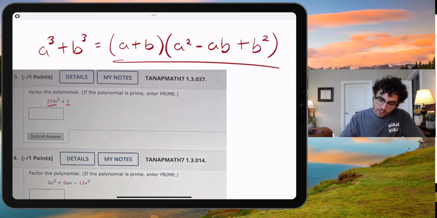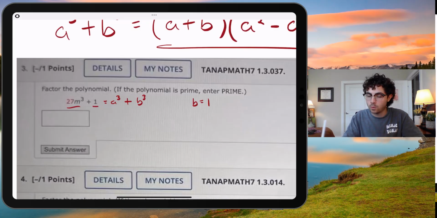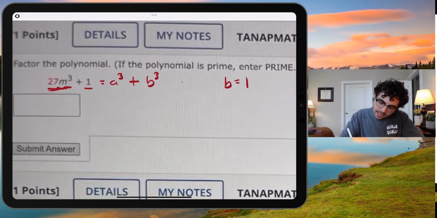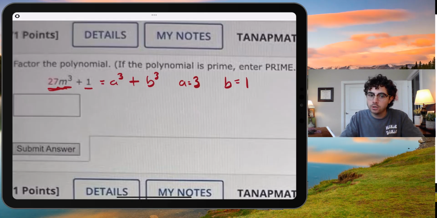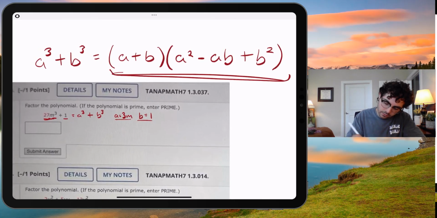So we have to identify what our a and b are. Keep in mind, if 27m cubed is our a cubed and 1 is our b cubed, well, if b cubed is 1, hopefully it's clear that b is equal to 1 because the cube root of 1 is 1. But then the cube root of 27m cubed, so if 27m cubed is a cubed, then that means a is the cube root of 27, so 3, but also the cube root of m cubed, m. Okay, so a and b. So now we just plug them into the factors up here and we should be done, I believe.